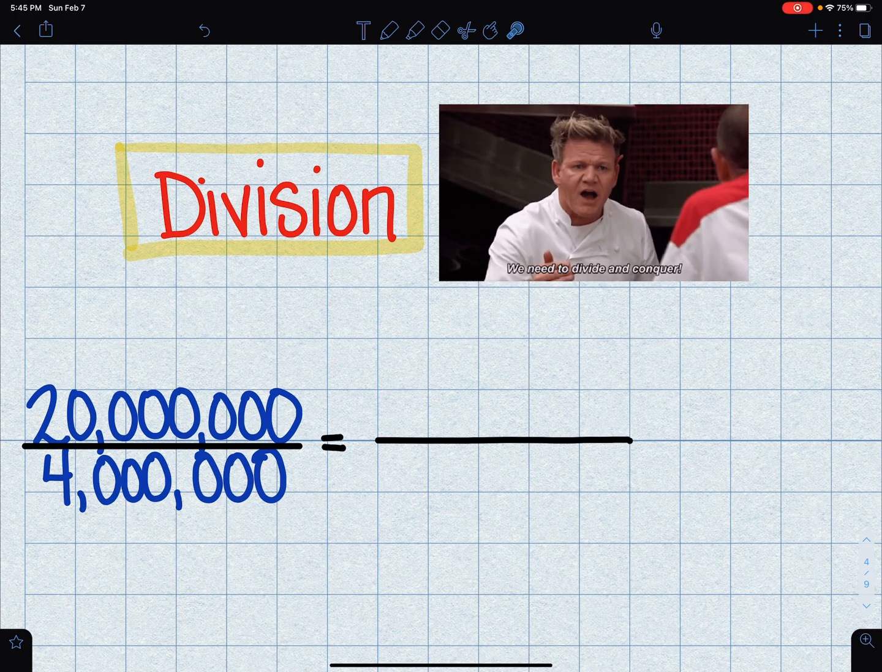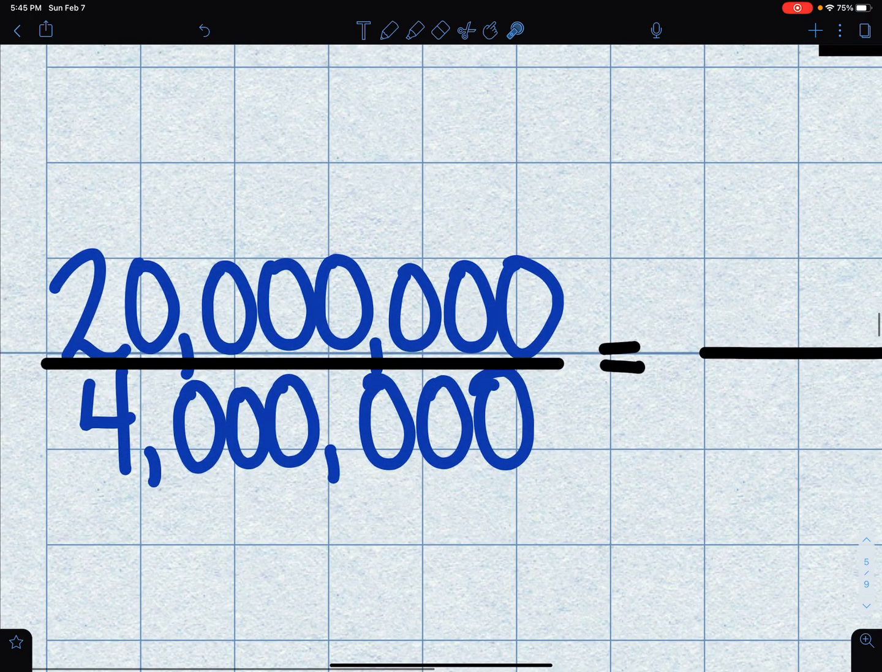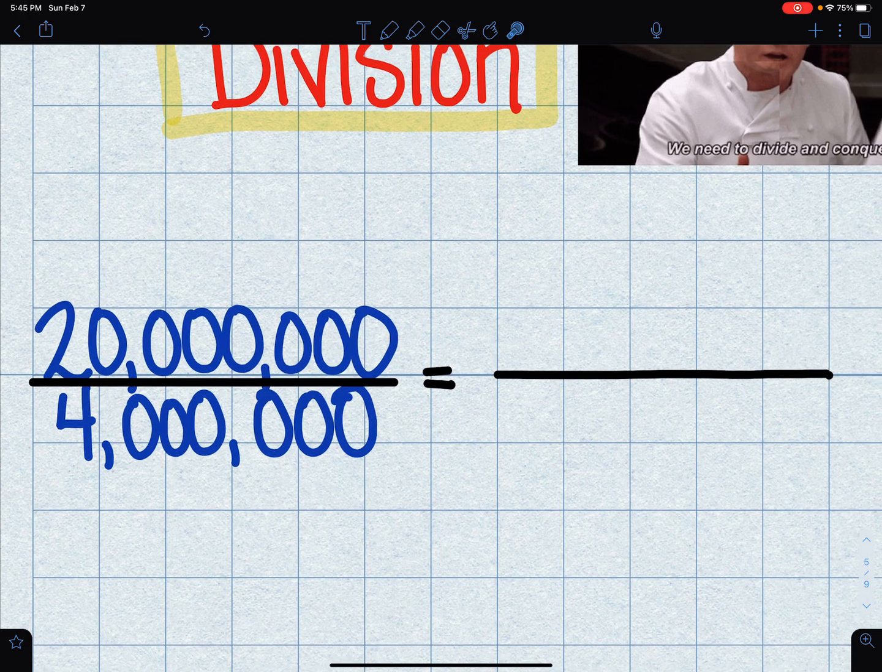Okay, so let's just try it out. Let's say you have two humongous numbers like this that you want to divide. So let's put them both in scientific notation.